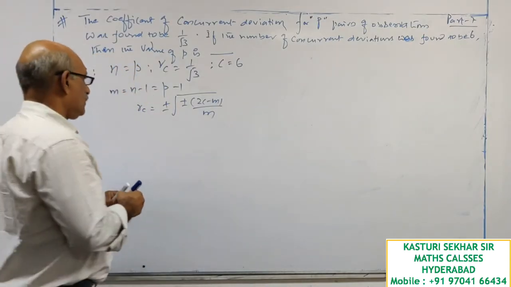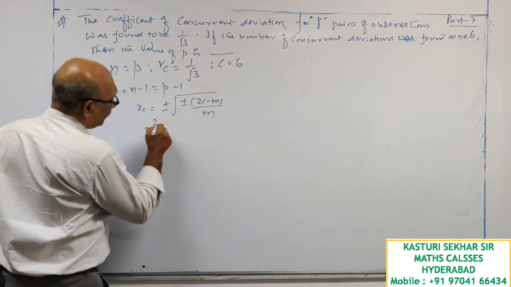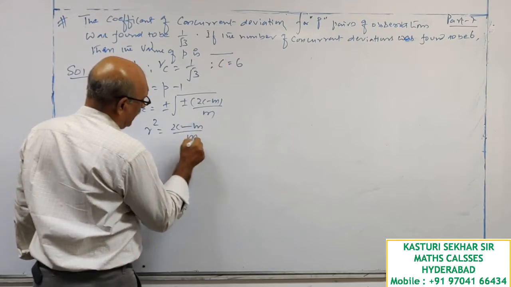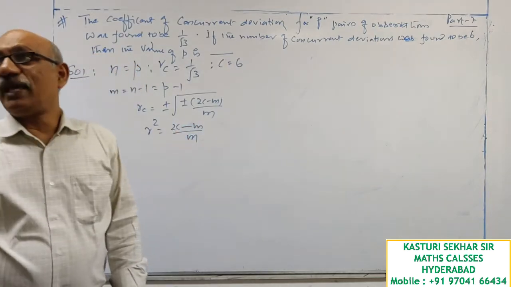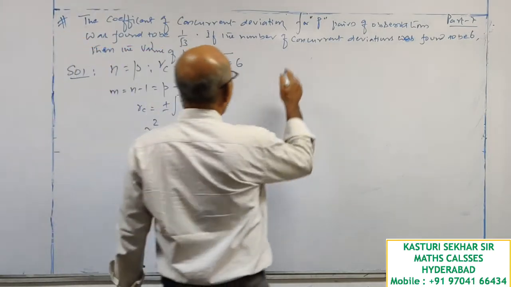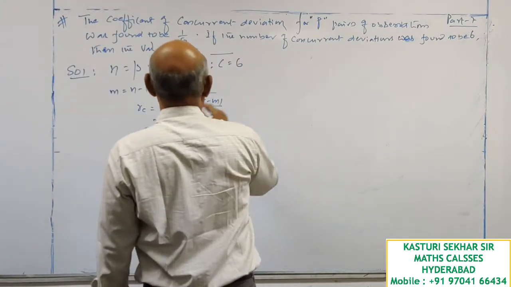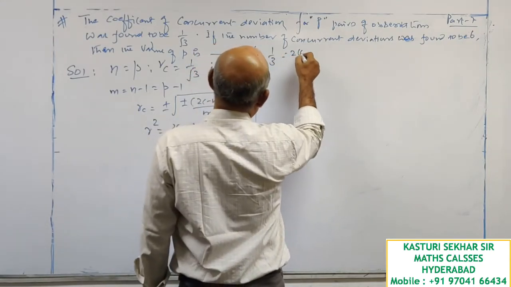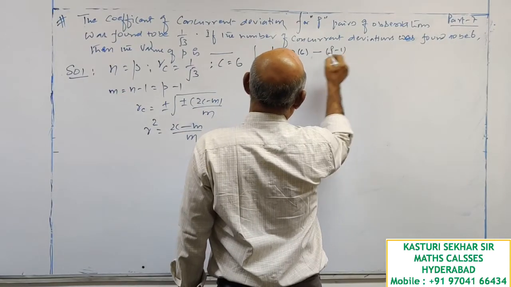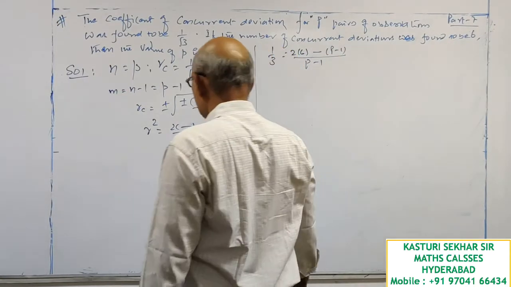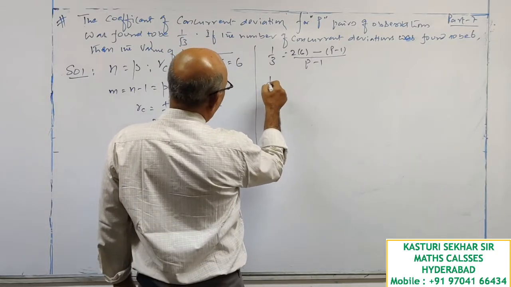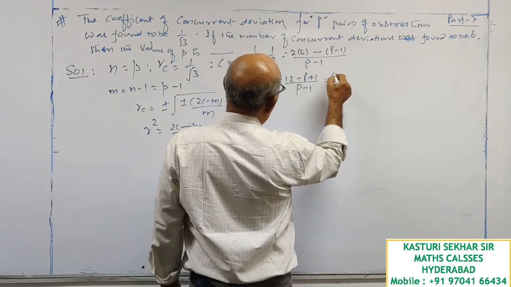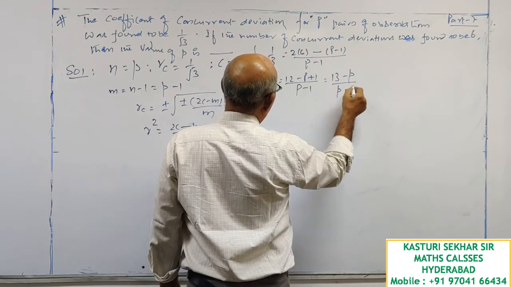squaring on both the sides. R square is equal to (2C minus M) divided by M. RC is given as 1 by root 3. So square of this value, 1 by 3, is equal to (2 into 6 minus (p minus 1)) divided by (p minus 1). 1 by 3 is equal to (12 minus p plus 1) by (p minus 1). This is (13 minus p) divided by (p minus 1).